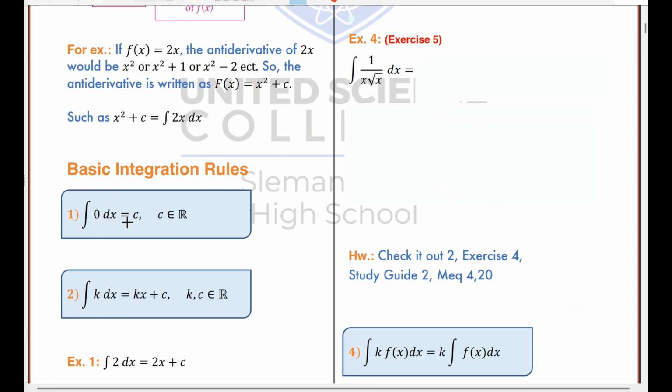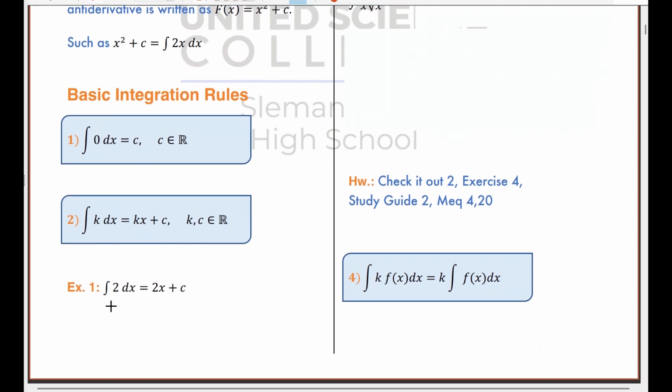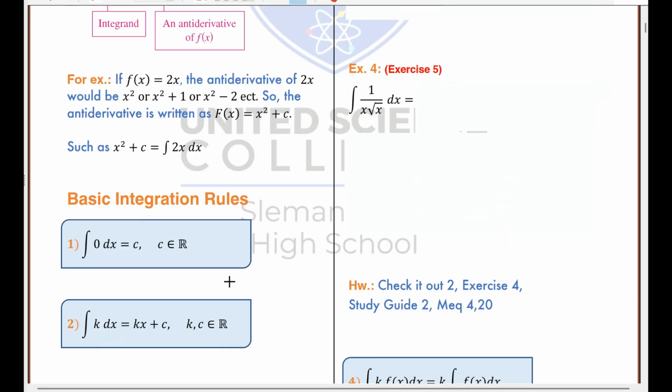First rule, integral of 0 dx is c, constant. You can go the other way around. You can say derivative of c is equal to 0. The second rule, integral of k dx is kx plus c. You can go the other way around. Whose derivative is k? Derivative of kx is k. Let's take a look at this example. Integral of 2 dx. Whose derivative is 2? Derivative of 2x is 2. We write plus c always.